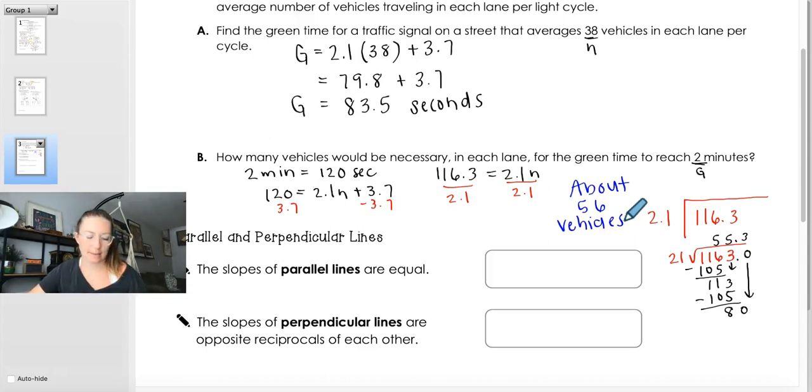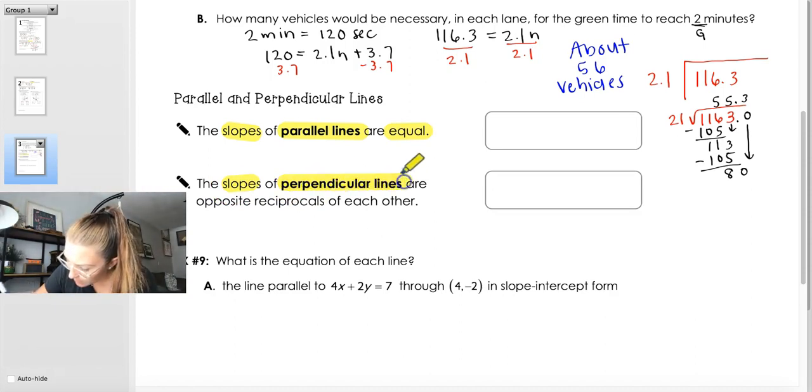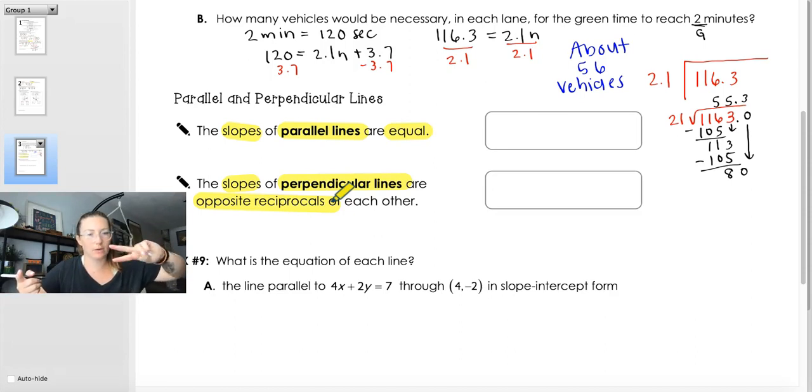All right, last little bit, parallel and perpendicular lines. So hopefully you guys remember, parallel lines, the slopes are the same. Parallel lines, slopes equal. Perpendicular lines, the slopes are opposite reciprocals. Opposite meaning opposite sign. If it's positive, it's negative. If it's negative, it's positive. Reciprocal meaning flipping the fractions.